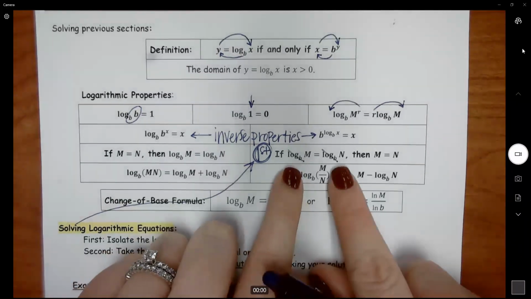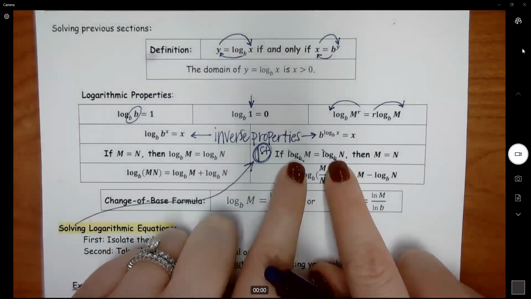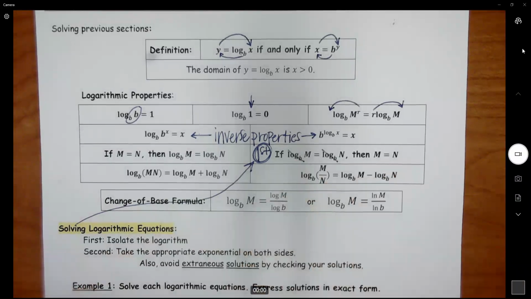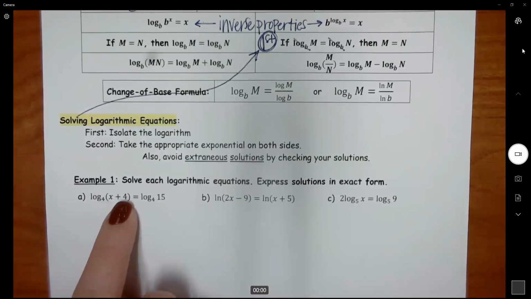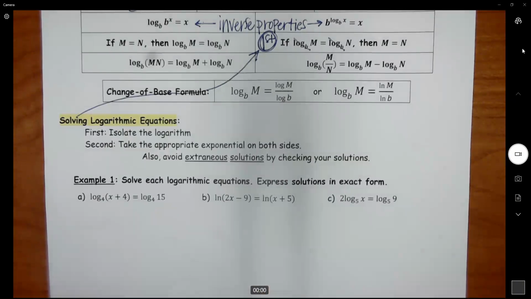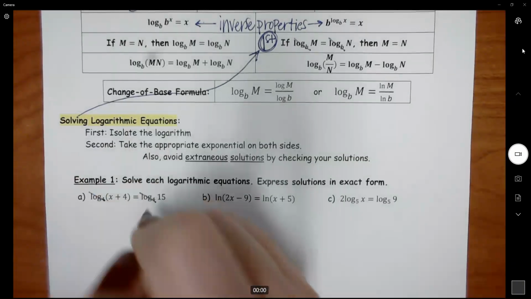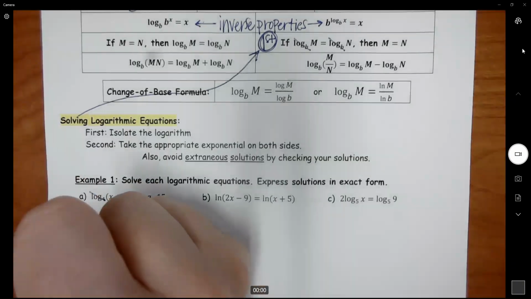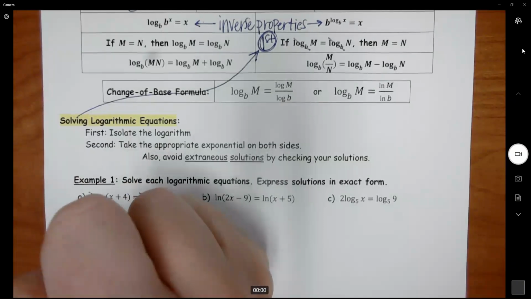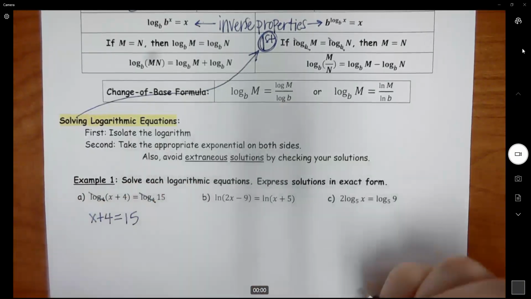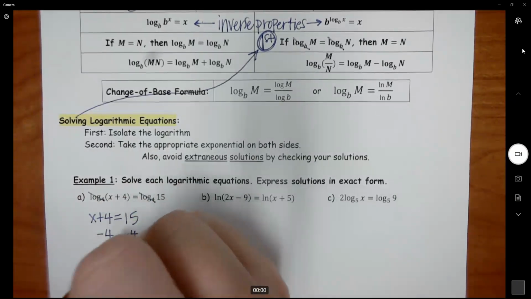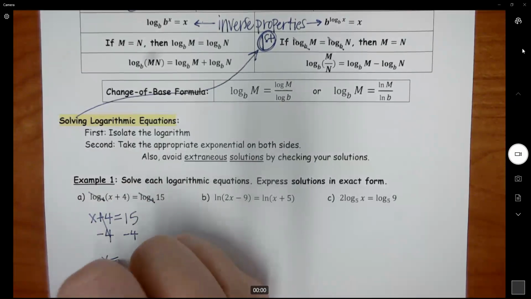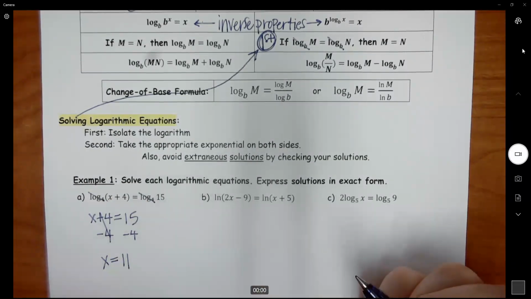If you have the same log with the same log base, you cancel those out and you set m equal to n. So right here, we have log base 4 of x plus 4 equals log base 4 of 15. These both are log base 4, so they cancel out, and we just have x plus 4 equals 15. So I'll subtract my 4 over, and we get x equals 11.